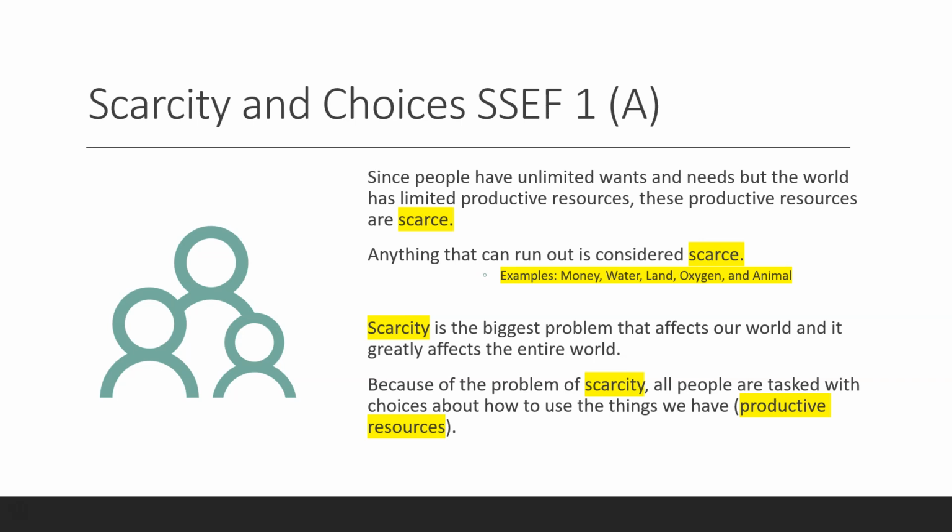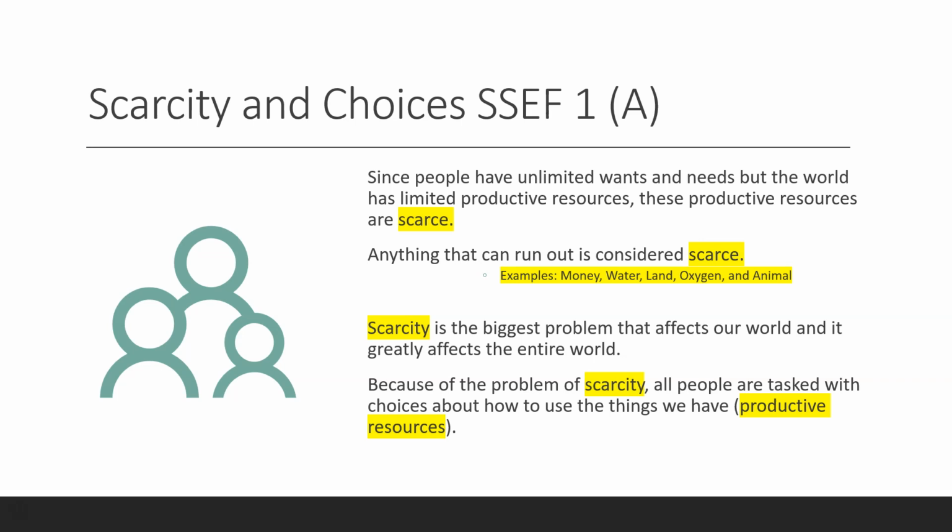Since people have unlimited wants and needs, meaning the things that we want and need will forever increase due to that greedy nature we just talked about, the world has very limited productive resources. Because of this condition, then these productive resources are scarce. Anything that can run out is scarce. For example, money, water, land, oxygen, animals, right? And in the event that any of these things run out, there's a great chance that our lifespan will become shortened at a great length and a great amount.